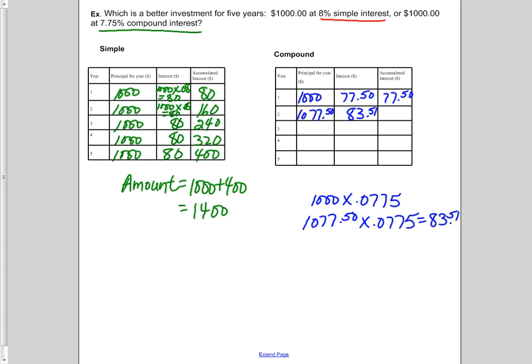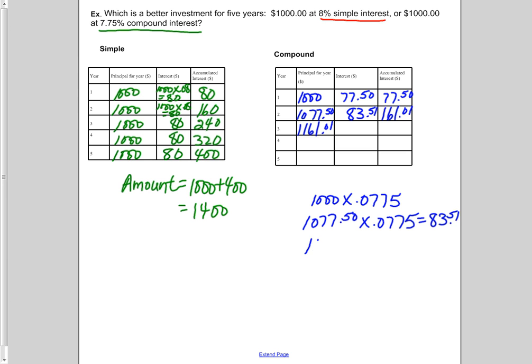So your accumulated interest, when I put that with the $77.50, I get $161.01. So in my account, I have $1,161.01, and that's what I'll earn interest on. Whereas with simple interest, I'm only ever earning interest on that $1,000. Now I'm earning interest on the interest.